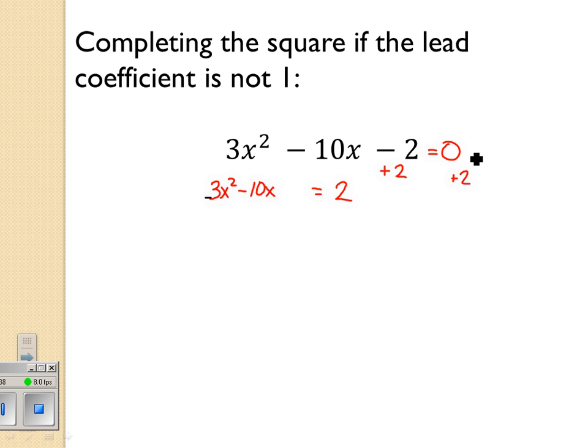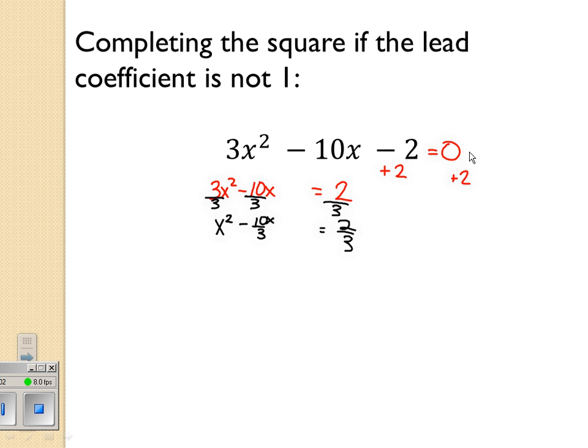So we're going to divide that front term by 3 to get rid of it. If you divide something by 3, everything in your equation needs to be divided by 3. Now that's going to result in x squared out front, negative 10/3 x, and then 2/3.